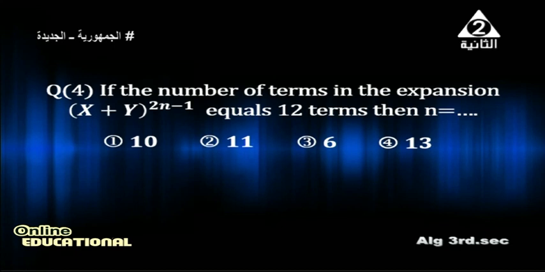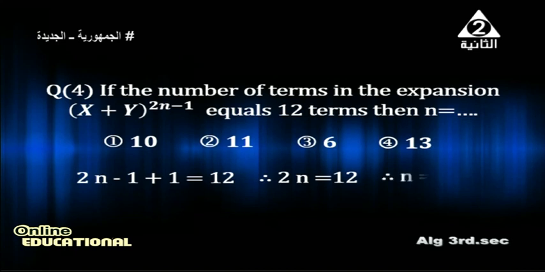In this given, the required number of terms in the expansion equals 12, n equals what? By substitution, 2n minus 1 plus 1 equals 12, 2n equals 12, then n equals 6. The correct answer is 6.